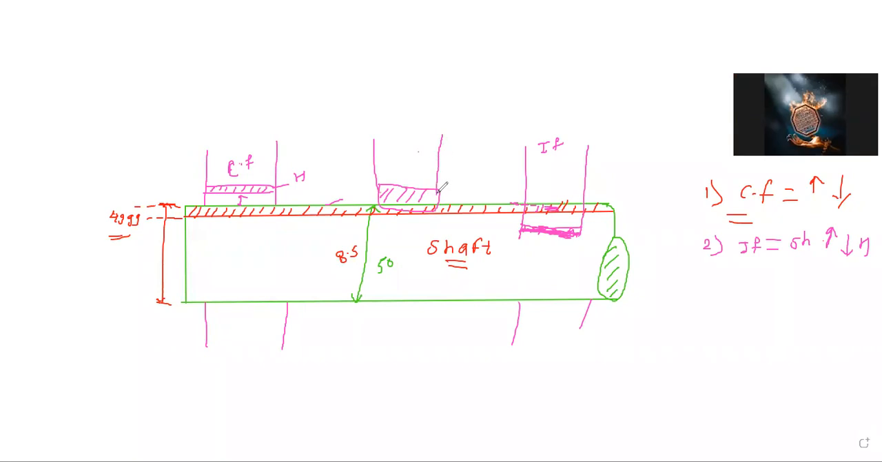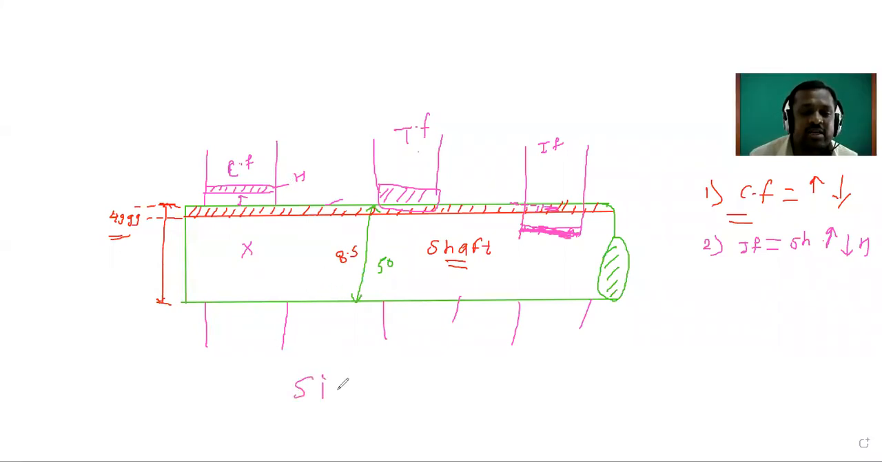Yes. It is the transition. Okay. Here you can observe that once we have fixed the size of the shaft, we do not vary the size of the shaft. Just to achieve the different fits, I vary the size of only the hole.